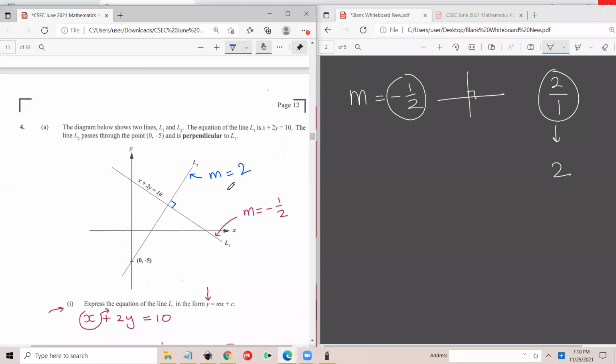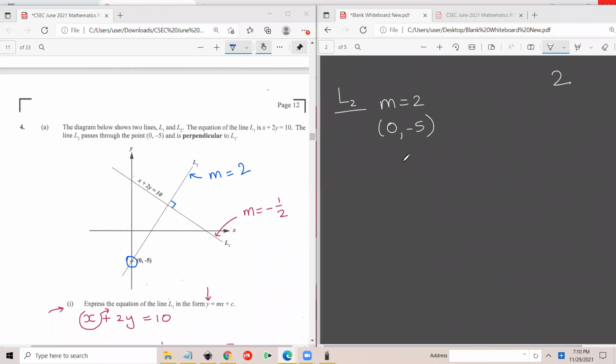So look at it now. For L2, we know the gradient is 2, and we have a point on the line. Isn't the point on the line 0, minus 5? Look at it, L2 is clearly going through this point. You think you could find the equation of L2 now? Because we have the gradient and we have 1 point on the line. So find the equation of L2 with all of that information now.